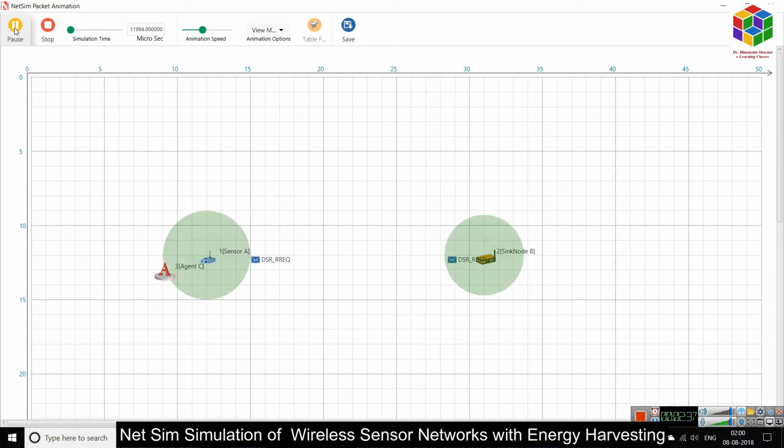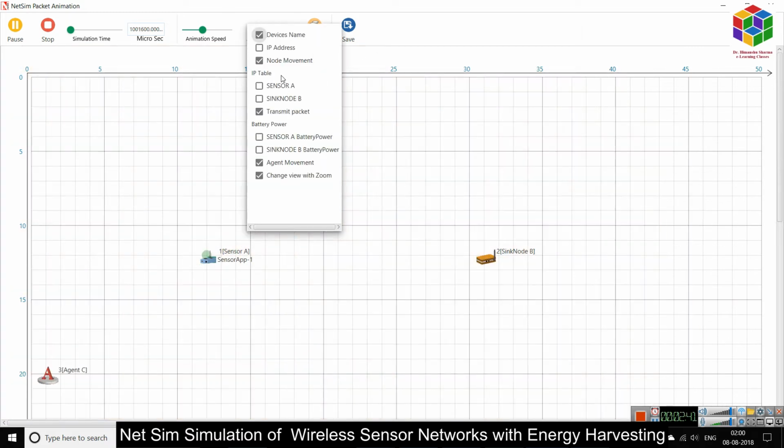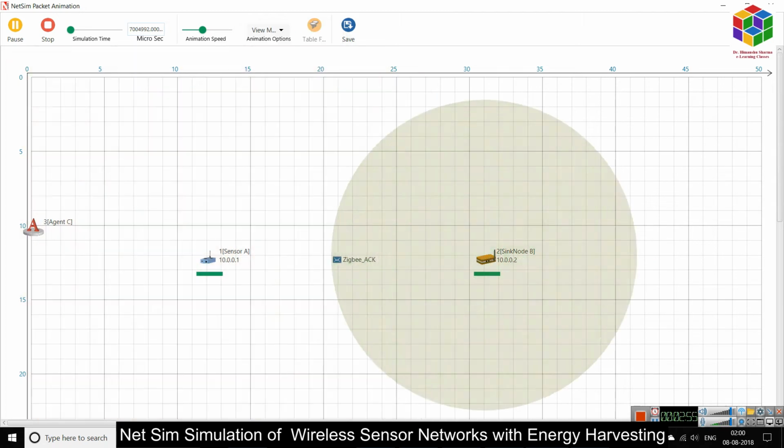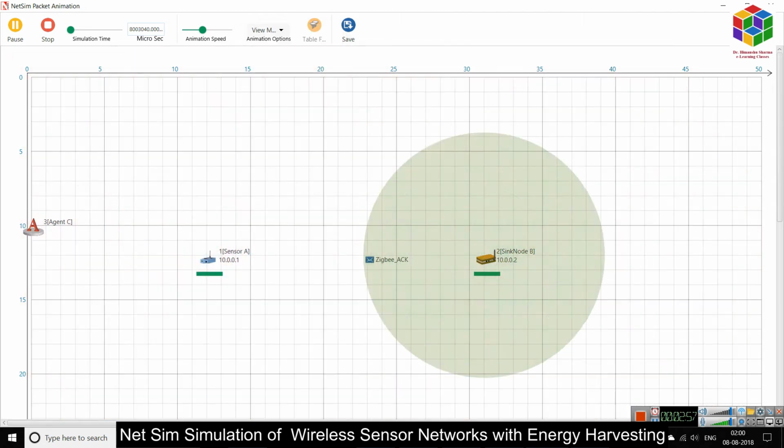Let's run this scenario. Here you can see the parameters. I am disabling the node movement and agent movement. I am enabling the IP address and the battery level. So it is showing the battery level and the IP address of sensor node A and B. Its IP address is 10.0.0.1. Its IP address is 10.0.0.2.